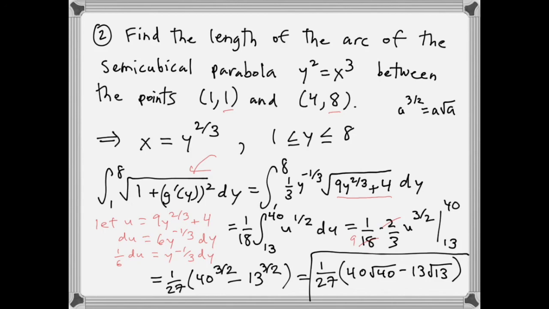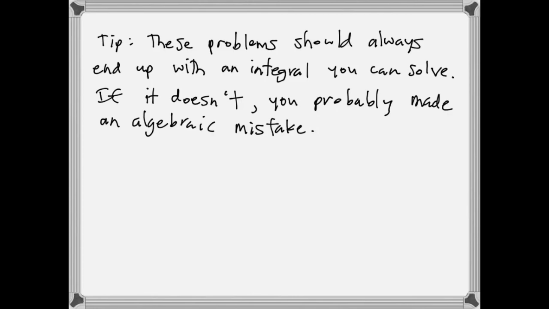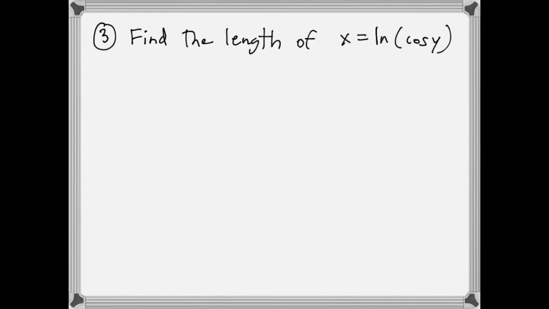Okay, so let's try another example. This will be number 3. Find the length of x equals ln of cosine y from the point 0, 0 to the point ln of 1/2, comma, pi over 3.